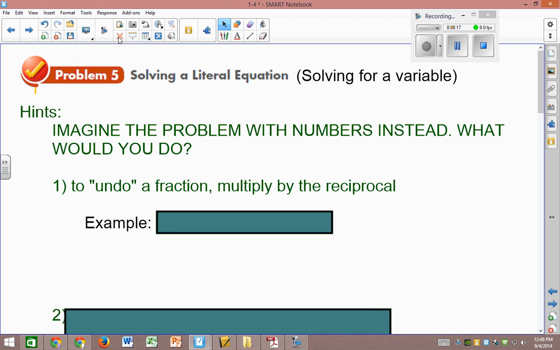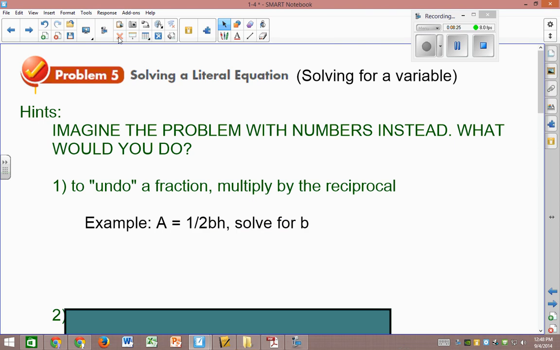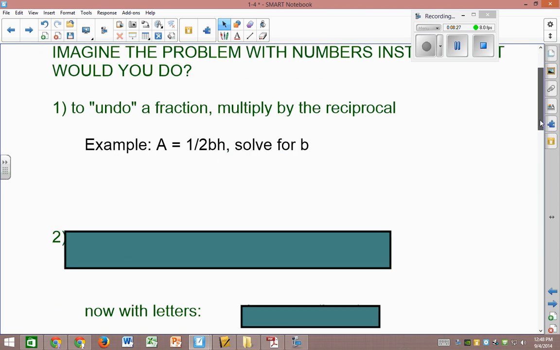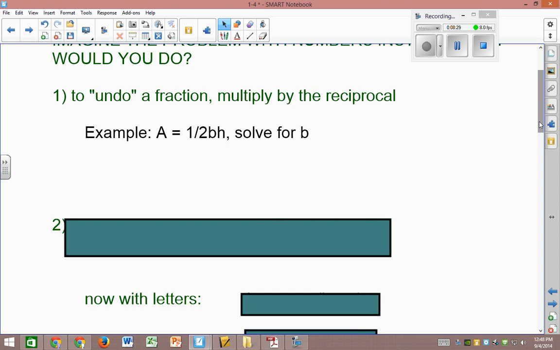Okay, so the first hint that we have, we'll start with the simple ones and we'll get more difficult. So to undo a fraction on each side, what do you do? You multiply by the reciprocal. Here's an example. By the way, sometimes when we type on the smartboard, we can't type fractions, so that means 1/2. But you should make your fractions like this. Don't do the slanted line, it gets confusing.